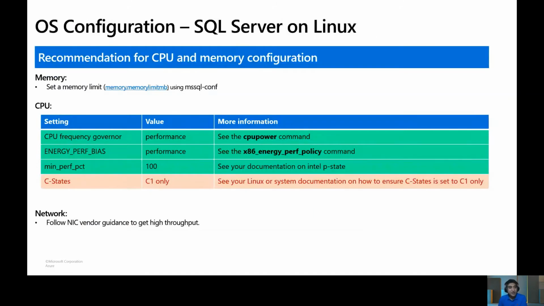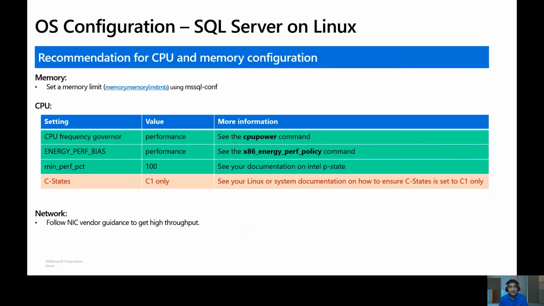Okay, so now that we have talked about the kernel tuning parameters, are there any additional parameters that we should consider? And indeed there are. There is a parameter called memory.memoryLimitMB that you can configure using mssql-conf. There is a reason why you should know about this parameter.